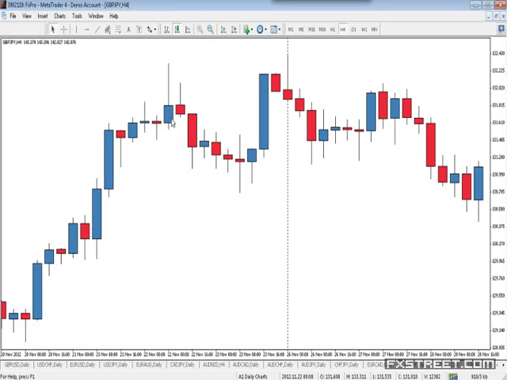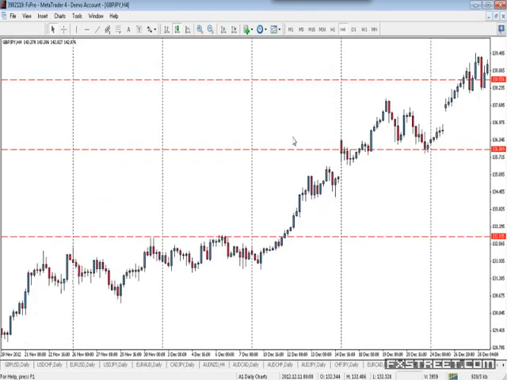This one right here would not count as a kangaroo tail. Why? Because the open and the close are not inside the previous candle's range. See how the close here is higher than the high of this previous candle? So that violates our rule, right? So we wouldn't be able to take that one. I wouldn't take that one because of that.